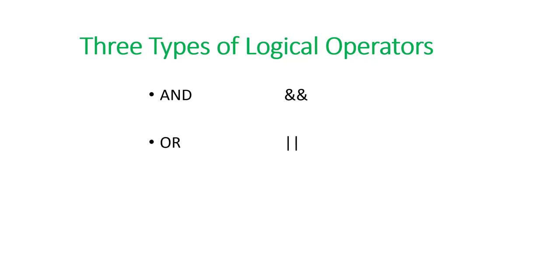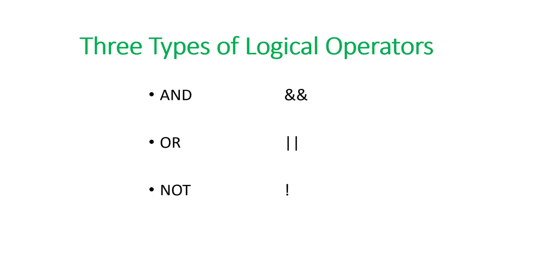Moving on to OR, that would be the two pipes. Now, those are not L's, those are not ones, those are pipes. So it would be a shift on the backslash key. It's a straight up and down. It looks like it has a little space in there, but when you go ahead and type it, it won't be like that. So that would be your OR operator.